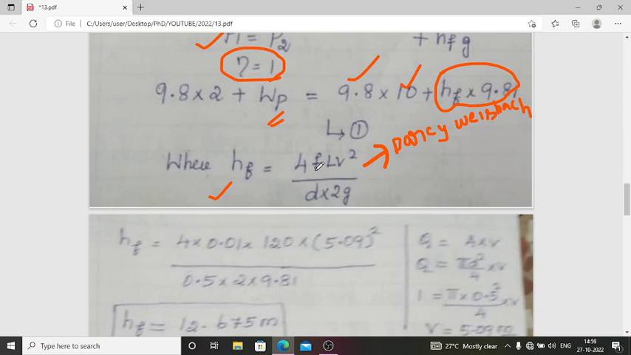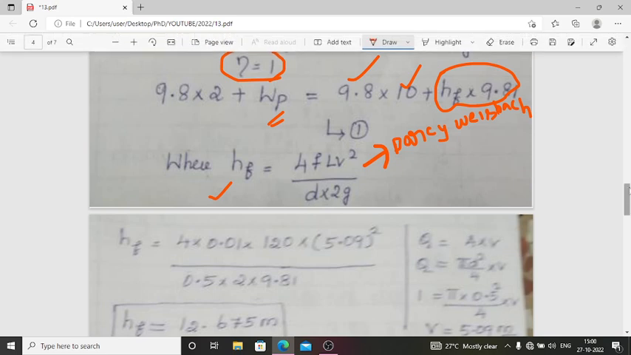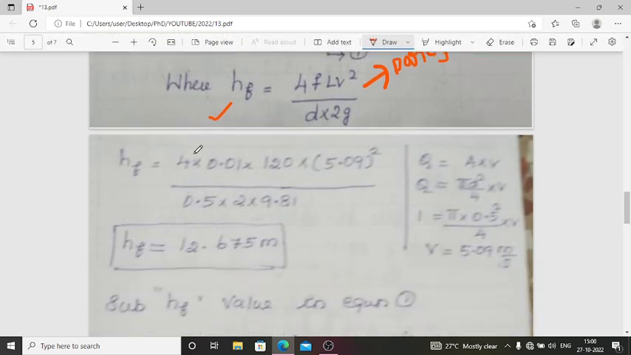Here F is the friction factor, L is the length between two reservoirs, V is the pipe velocity, D is the pipe diameter, and G is acceleration due to gravity. So here HF is equal to 4 into F, whose value is known. L is also given, and the diameter is given. G is a constant. We want the V value.